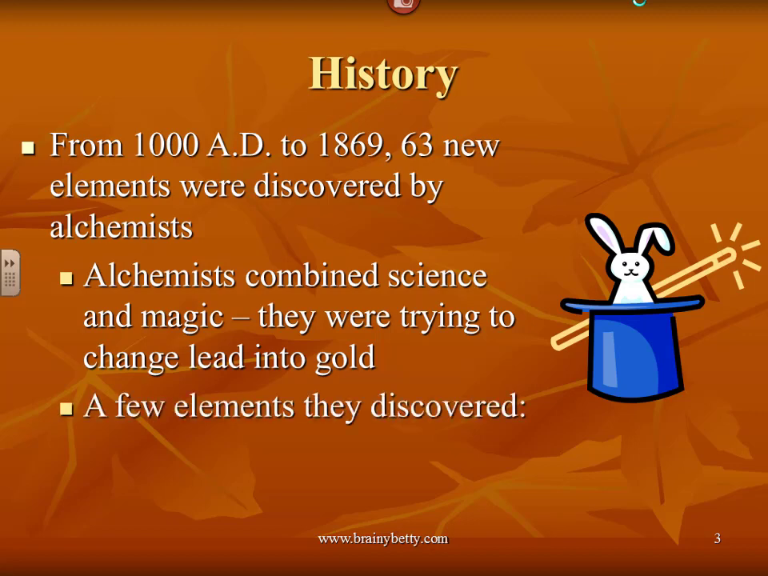Along the way, though, they actually produced or discovered some useful things for us, and a few of the elements that they were responsible for discovering include arsenic, which we know is poisonous, zinc, which is very commonly used to keep things from rusting, phosphorus, platinum, nickel, nitrogen, oxygen, chlorine, and aluminum.